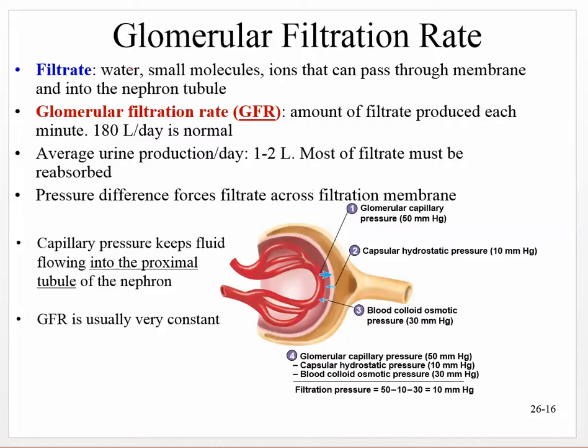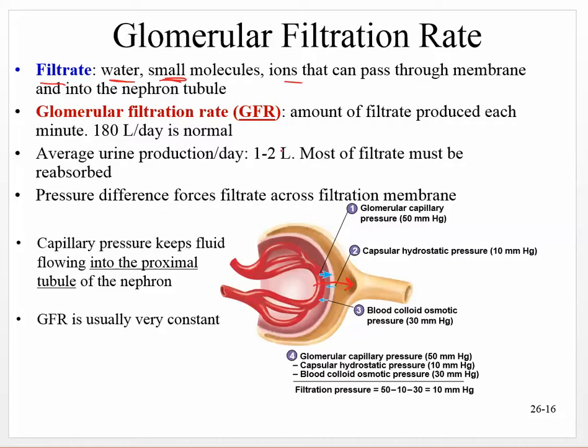Okay, so the filtration that takes place, once it's filtered through, it actually goes into the nephron, we call that filtrate. And so that's going to have water, small molecules, like I said, like glucose and sodium and potassium and calcium. Small molecules, ions that can pass through into the nephron tubule. And so this glomerular filtration rate is the amount of filtrate that's produced each minute by your kidneys.